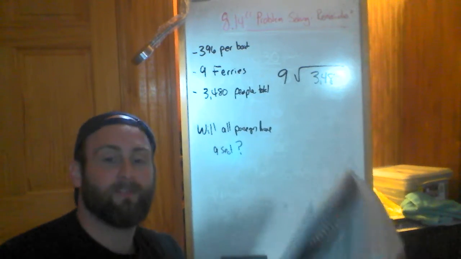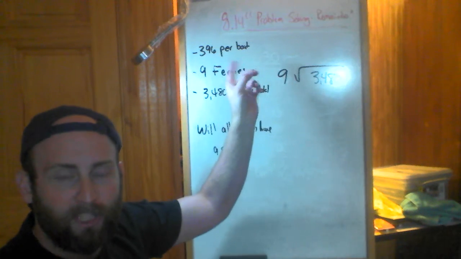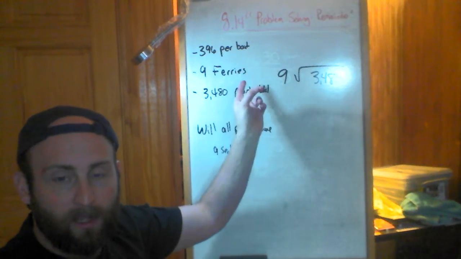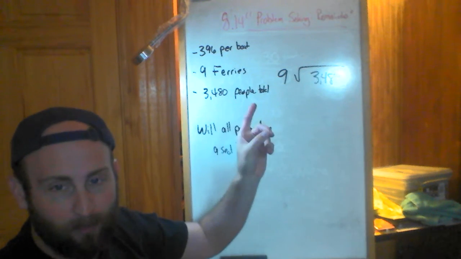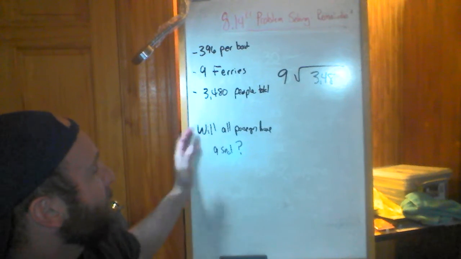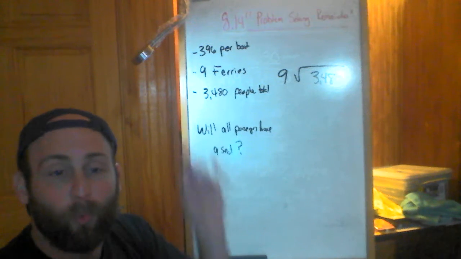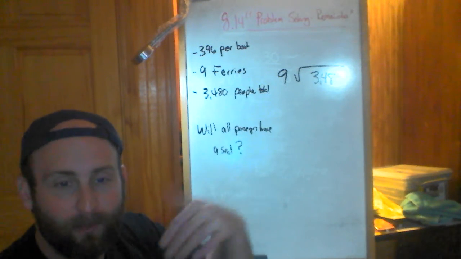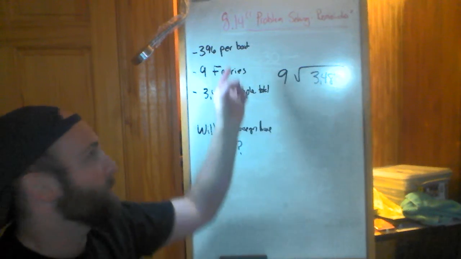All right, so we need to identify the data, the information. We know that a boat can fit 396 people. There are 9 ferries, and there's a total of 3,480 people. So you've got to figure out which one of this information. They want to know, with all this information presented, can those 9 ferries hold all these people? And we know the capacity.